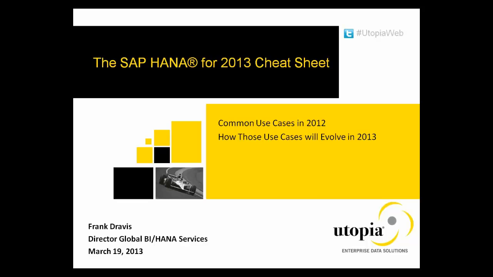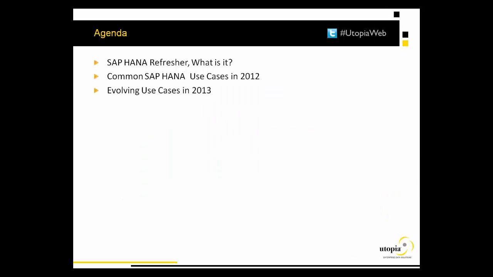You know, SAP HANA and the use cases for 2012 and what we saw then and what we're expecting to see in 2013. So first, our agenda, pretty simple. We'll talk about SAP HANA, give you a brief refresher. We'll go over the common use cases for 2012 and how we see them evolving in 2013.